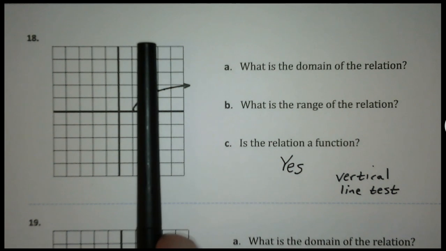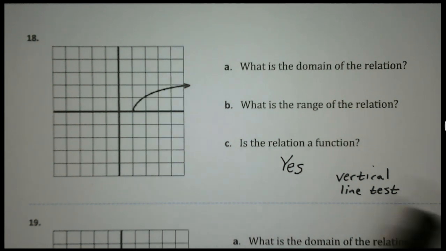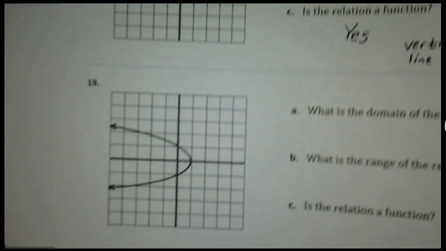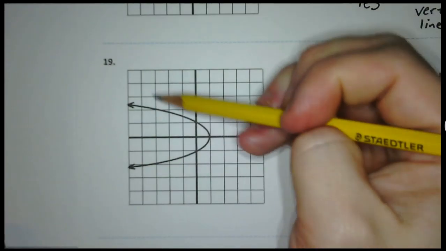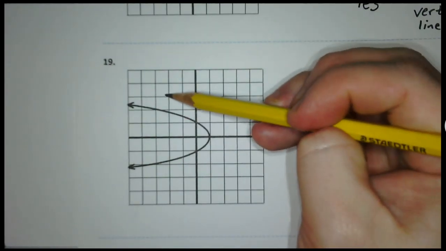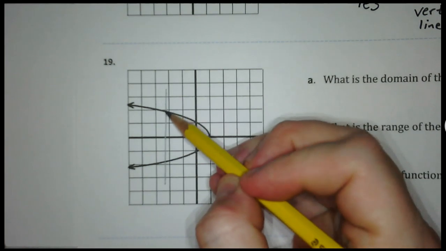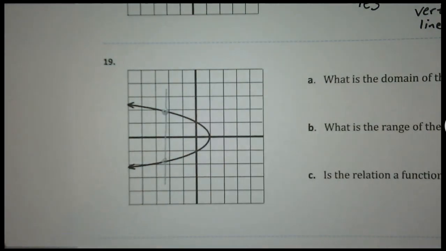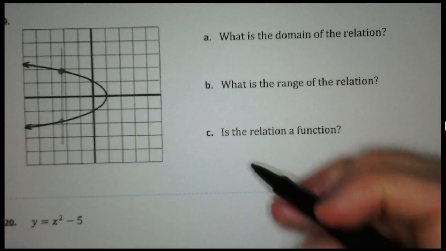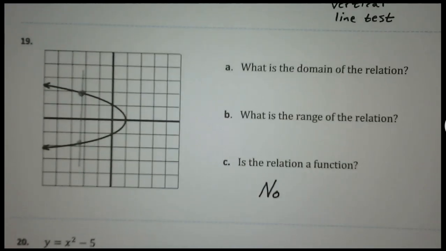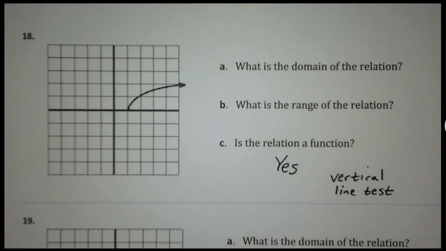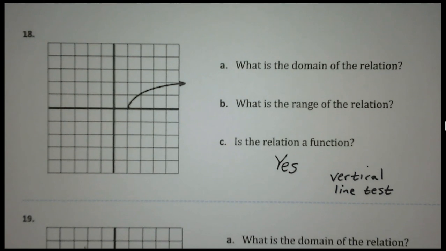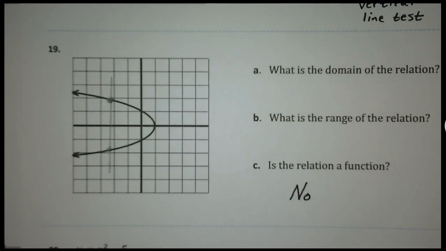So if you can draw any vertical lines that would hit the graph twice, then it would be a fail. Here's that example on the next one. If you can draw a vertical line that would hit the graph in more than one spot, like look, it hits the graph there, it hits the graph there. So that vertical line hits the graph twice. That's why this one is a no. So 18C is a yes based on the vertical line test. Vertical lines would only hit that graph one time, no matter where you drew the vertical line. But 19C is a no.